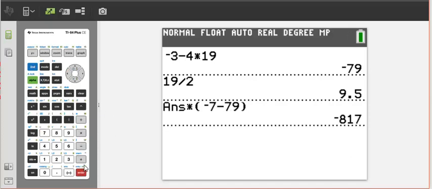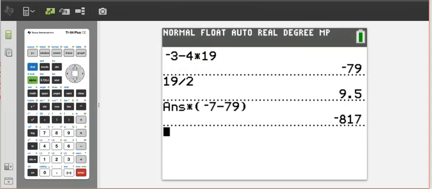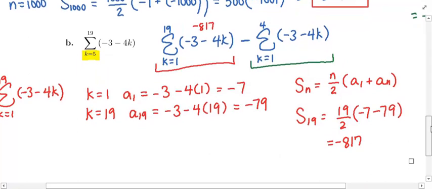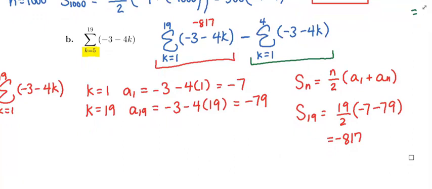And here we go. This first red summation is -817. That's how we get that. That is just this part. This is -817. All right, we need to get the other summation, the one from 1 to 4. So we're going to do that in the same way.